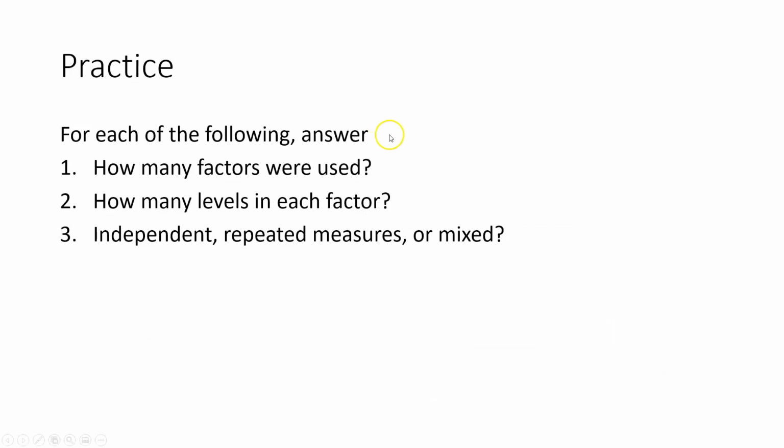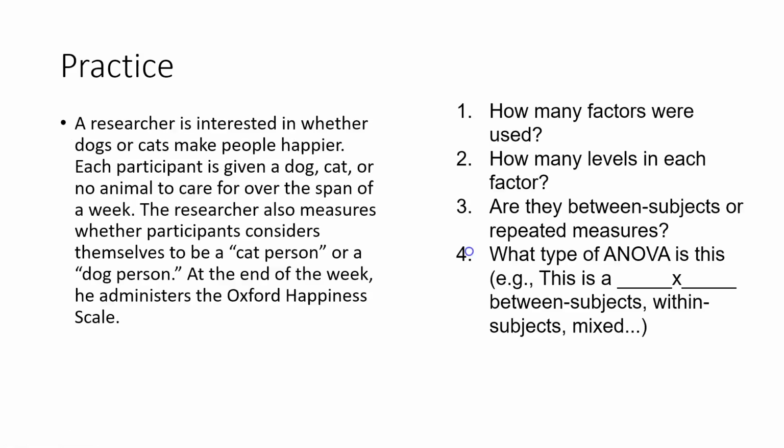We're going to go through some practice exercises now, and for each of the following, I need us to think of the answer to some questions. How many factors were used? How many levels were in each factor? And was this an independent ANOVA, or repeated measures, or a mixed? I'm going to guide us through this process. After we read each of these examples, I want you to pause your video, think about the answers to these different questions, and then I'll explain the answers.